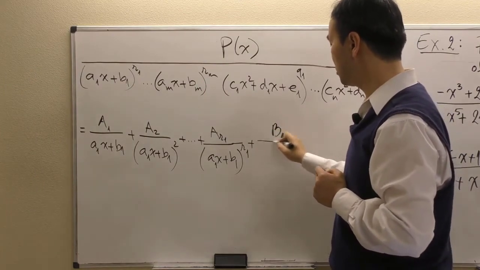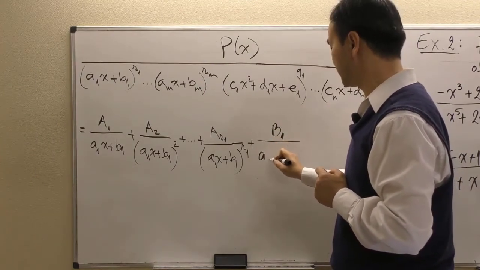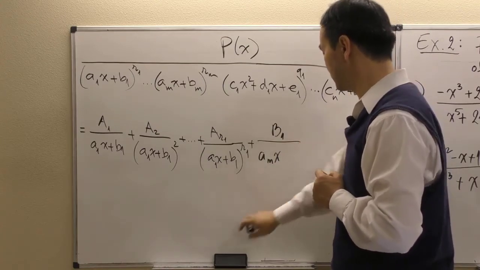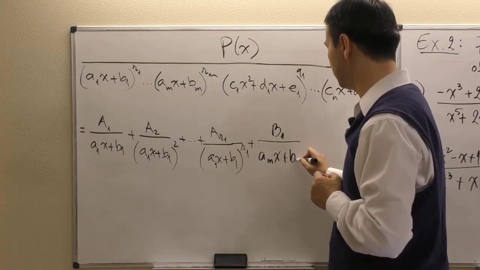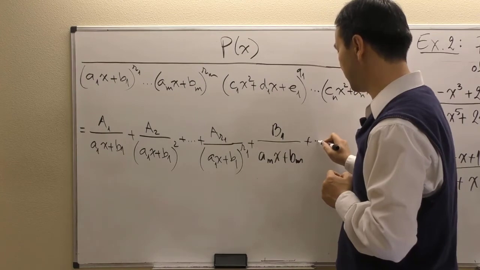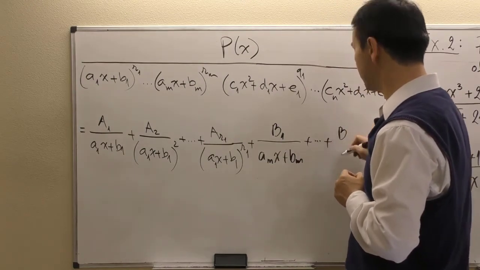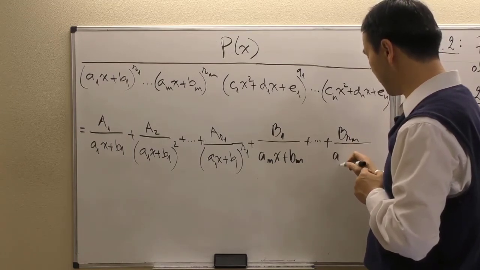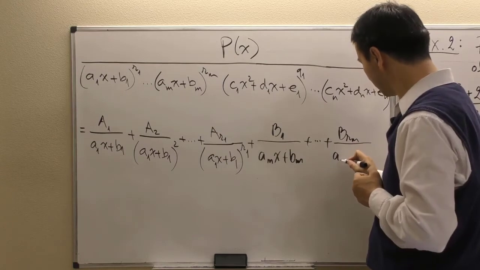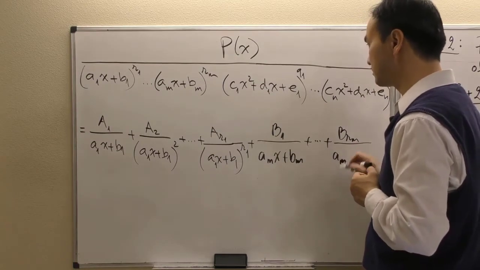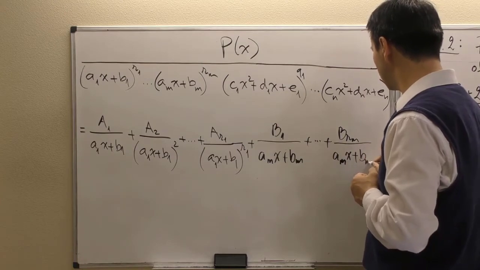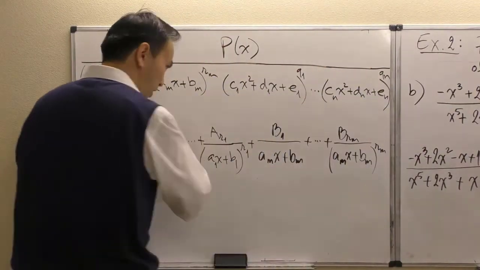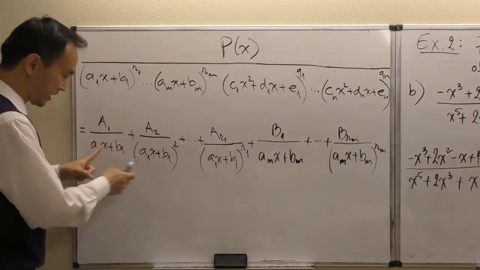I'm going to call it B1 over the a, some amx plus bm, and etc., up to some Brm. So we have to finish out writing down all of the terms for the linear factors, to the rm power.